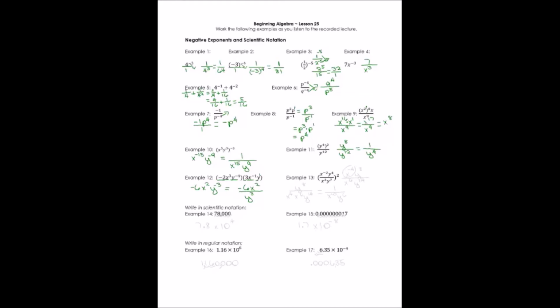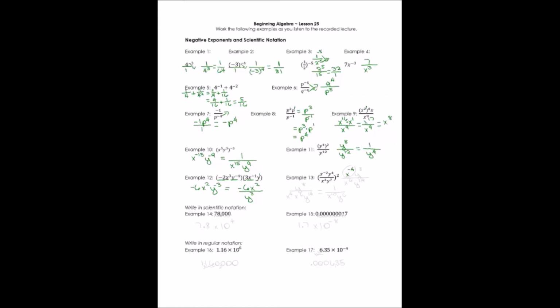Example 13, I'm going to be raising these exponents to a power. The power is 2. I realize it's written a little funny. That's the way the math type actually puts it there. But what we're saying is x to the power of negative 2 raised to the power of positive 2. Well, I once again will multiply those exponents. So that will be x to the negative 4.